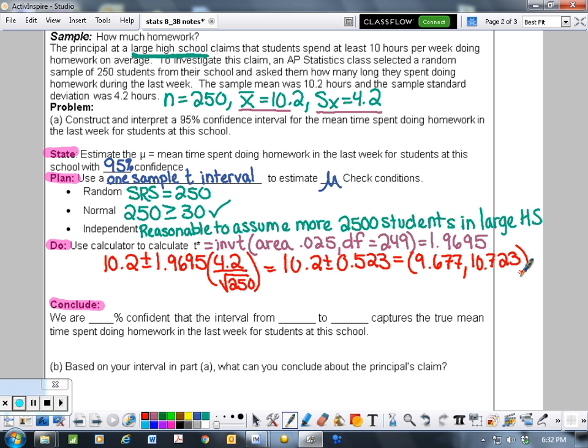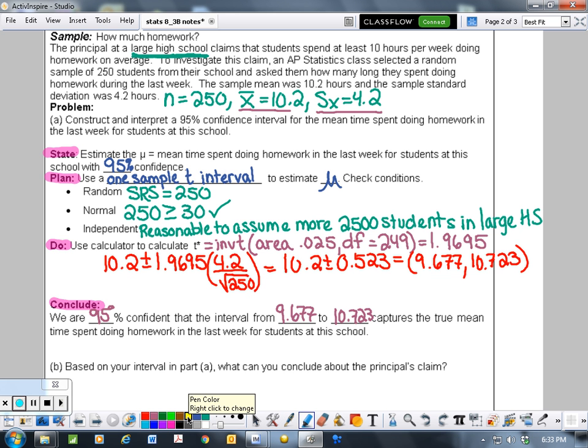which means that now we can go ahead and conclude we are 95% confident that the interval from 9.677 to 10.723 captures the true mean of time spent doing homework in the last week for students at this school. So now we have kind of a follow-up question.